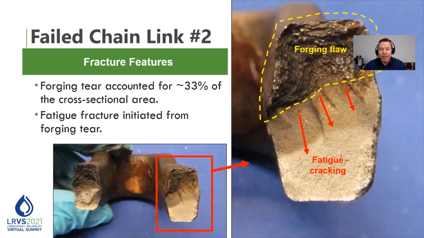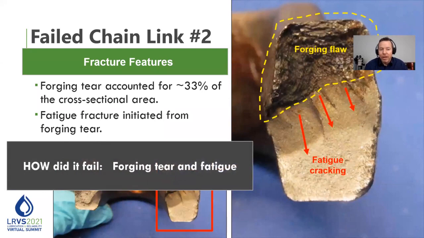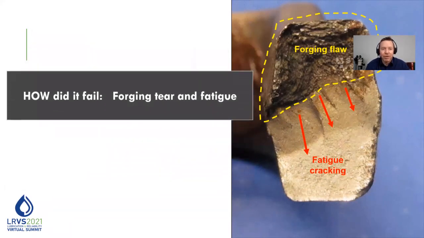but you'll notice here quickly that there's something that looks very different about this fracture, and that is because a third of the fracture surface is actually a forging flaw. And so how it failed, well, first of all, it actually started to fail during the forging process. It began to tear. And then later on, when you actually put it into service, it took 2 years for a fatigue crack to grow from that forging flaw and cause failure.